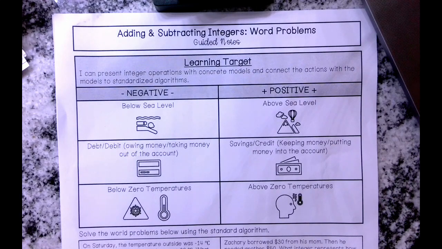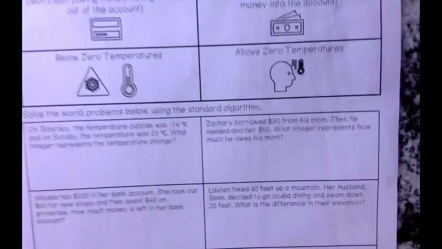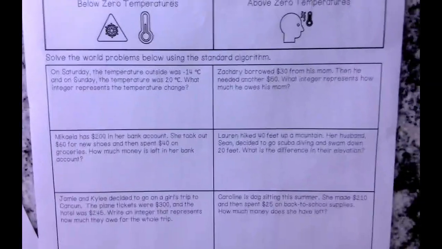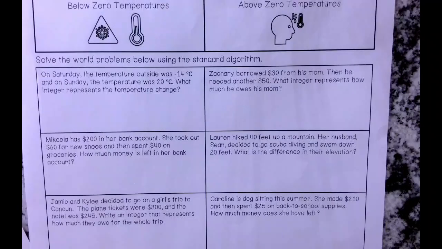Temperatures that are below zero. In terms of positive situations, you could be above sea level. You could have savings or credit, which is keeping money or putting money into your account. And then temperatures that are above zero. And you can see those are opposite situations, okay? Alright, so we're going to be looking for those words as we're going through these problems. I'm not going to do them all. Some of them I'm going to leave for you to do on your own, and then we can go over it tomorrow.